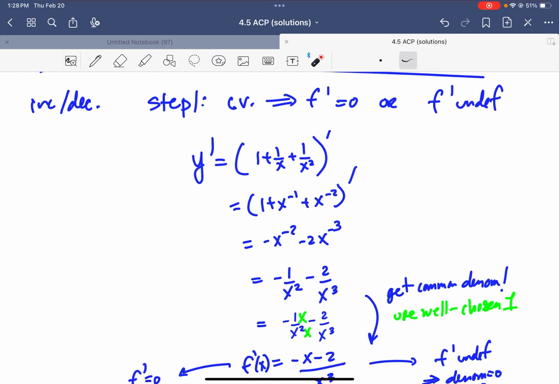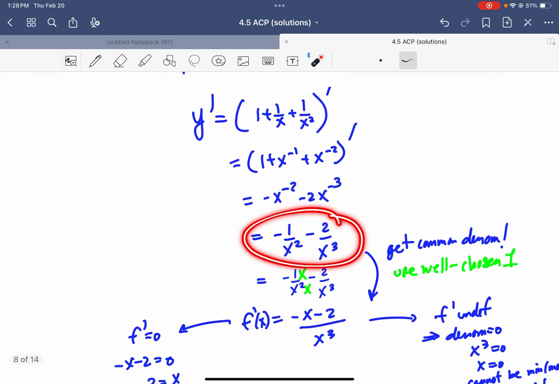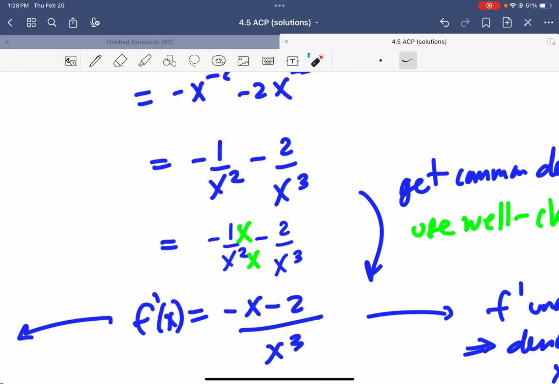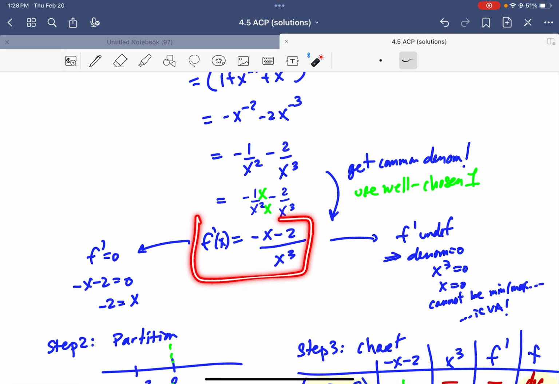So now, increasing, decreasing, we take our derivative. When I do, I get this. So the first thing we do is rewrite these fractions as negative exponents, so that when we take the derivative, we get this. Then that means we have this, but then we can use a well-chosen 1 to get a fraction, because we know when we're setting derivatives equal to 0, we like fractions and factors.